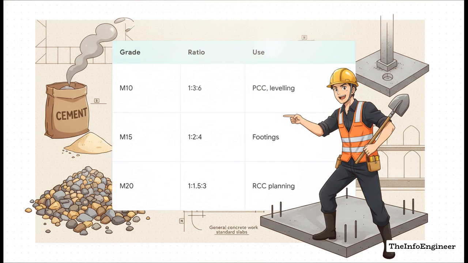You've got your M10, which is a lean mix used for basic leveling, while M20 is a much richer mix for structural planning. But for general concrete work, like your standard footings and normal slabs, the M15 grade is your absolute bread and butter. And that 1:2:4 ratio? It simply means 1 part cement, 2 parts sand, and 4 parts coarse aggregate.